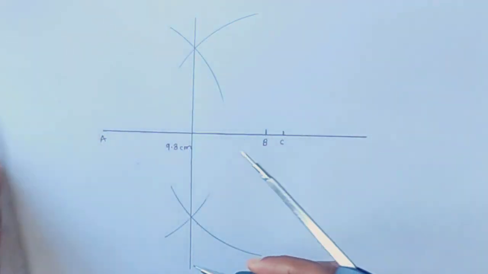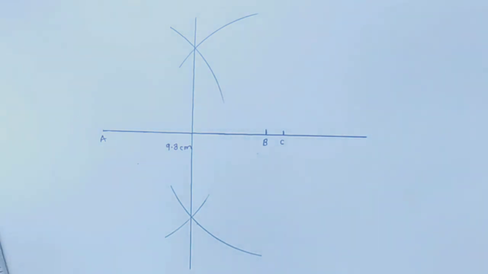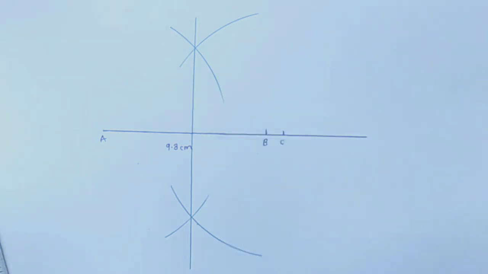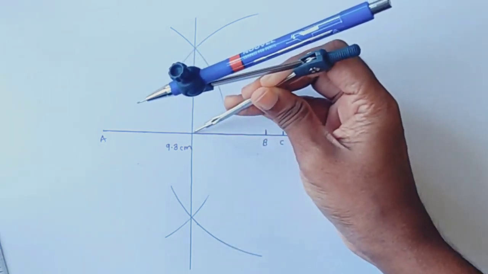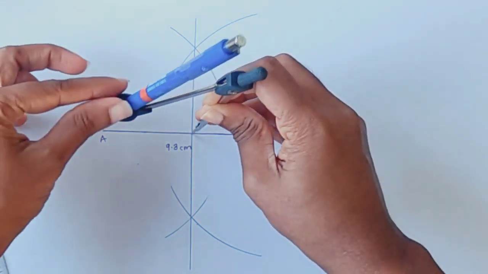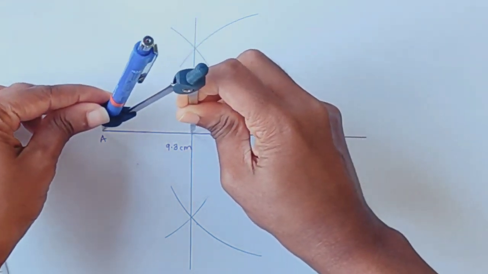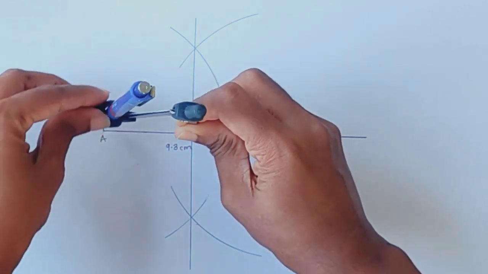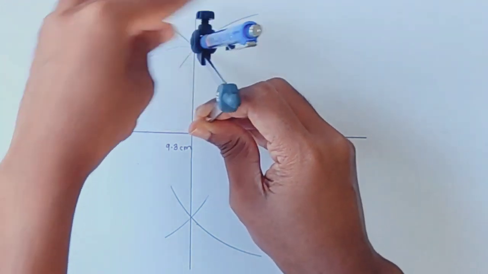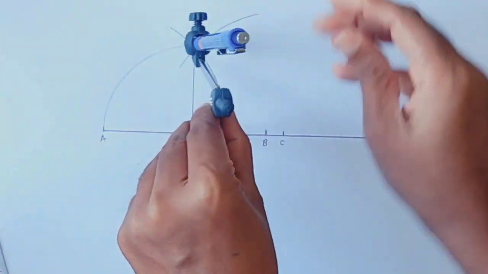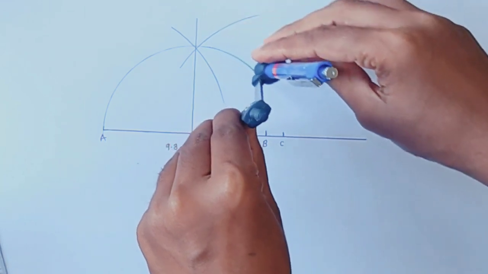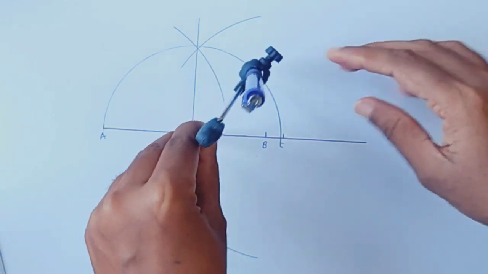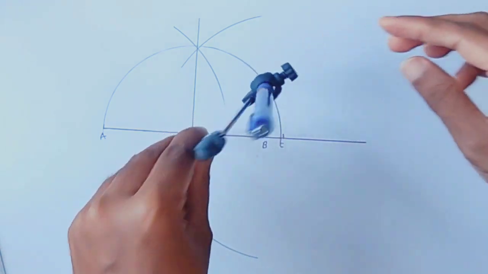Next step, this line will intersect our first line. Keep your compass there and take the measurement from that point to A. We have to take the measurement from that point to A and draw one semicircle that will join our first and last points, that is A and C.